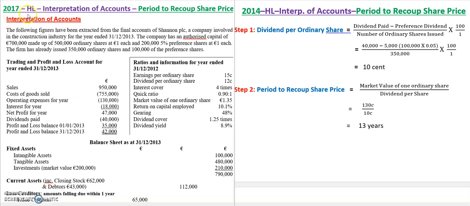This is the 2017 higher level interpretation of accounts, and we're going to calculate the period to recoup share price. Okay, so there's two steps involved here. Step number one, calculate the dividend per ordinary share, and then step number two, calculate the period itself.